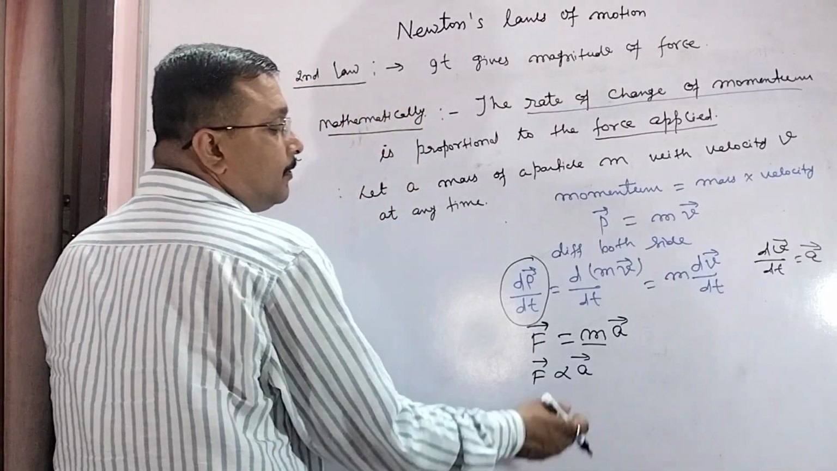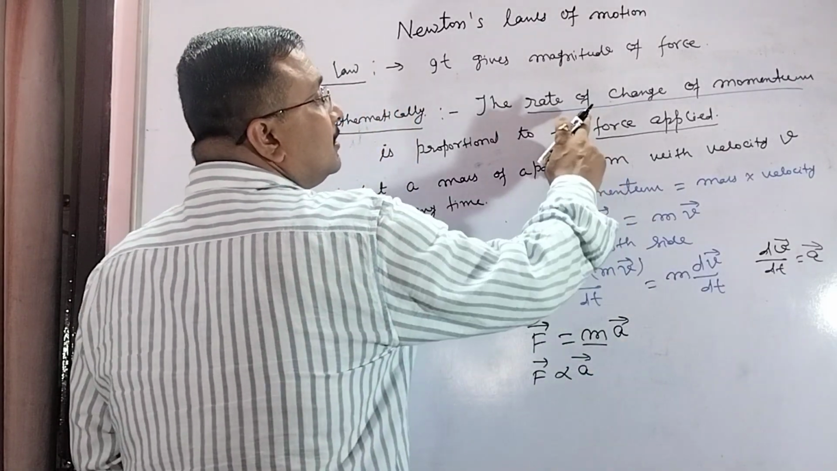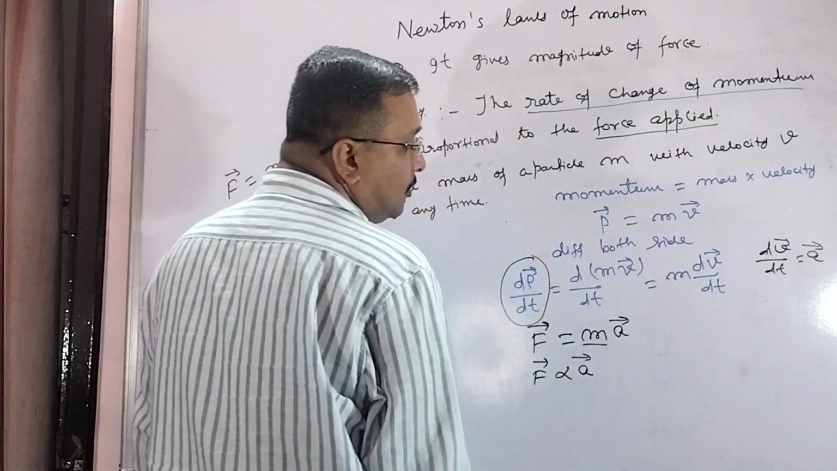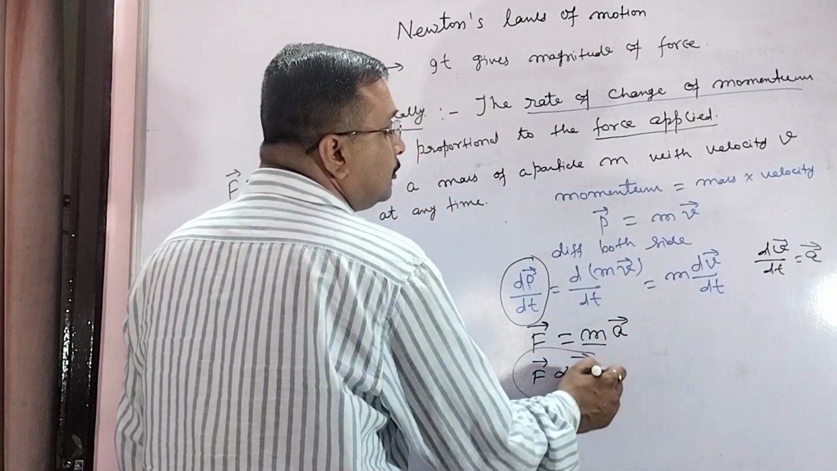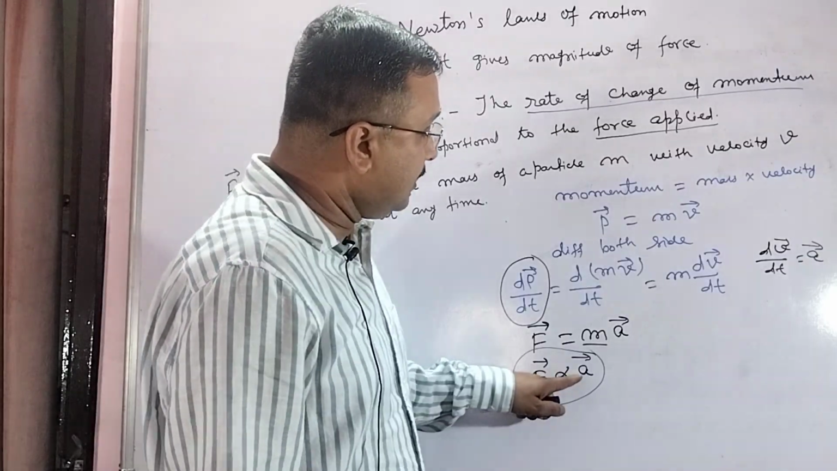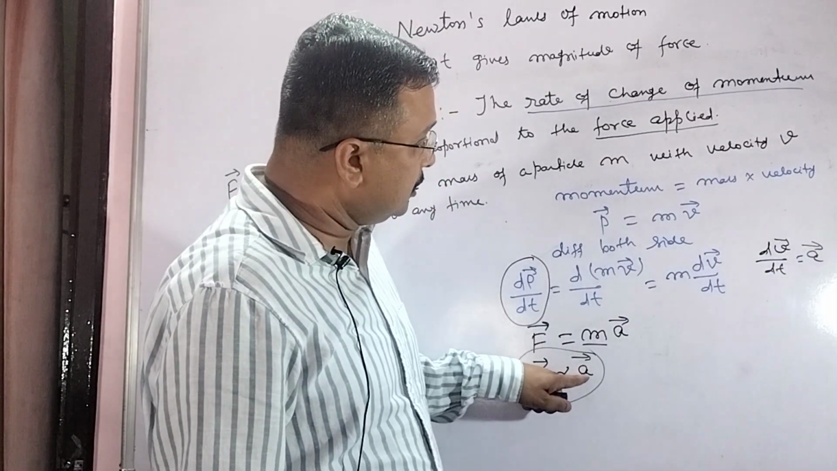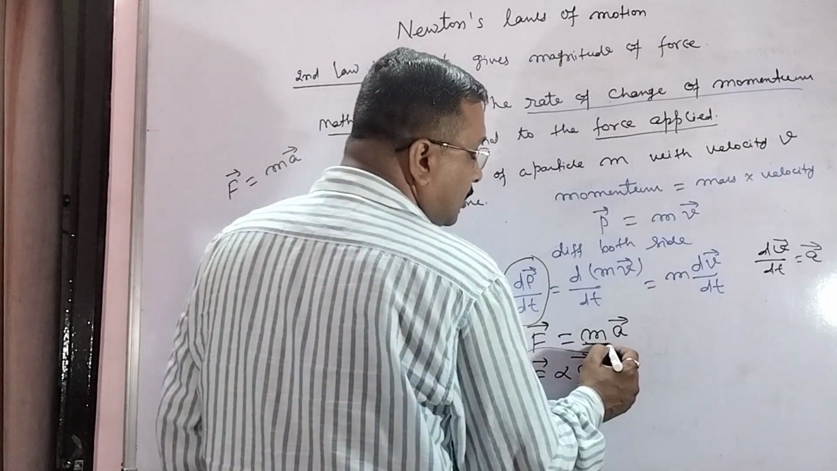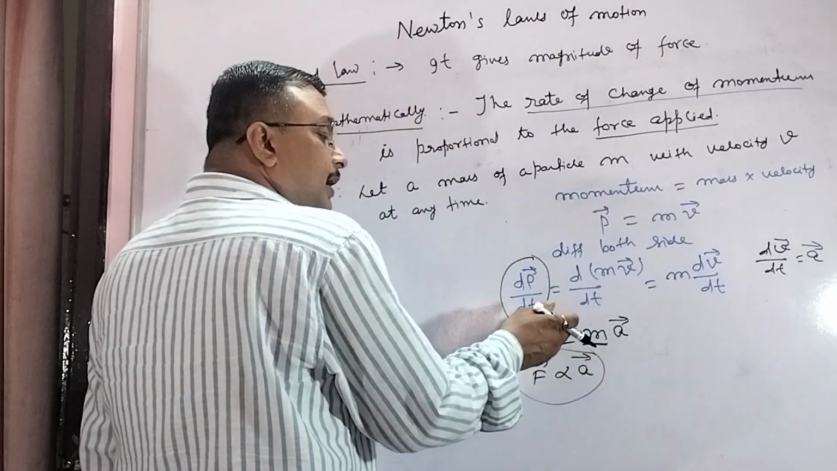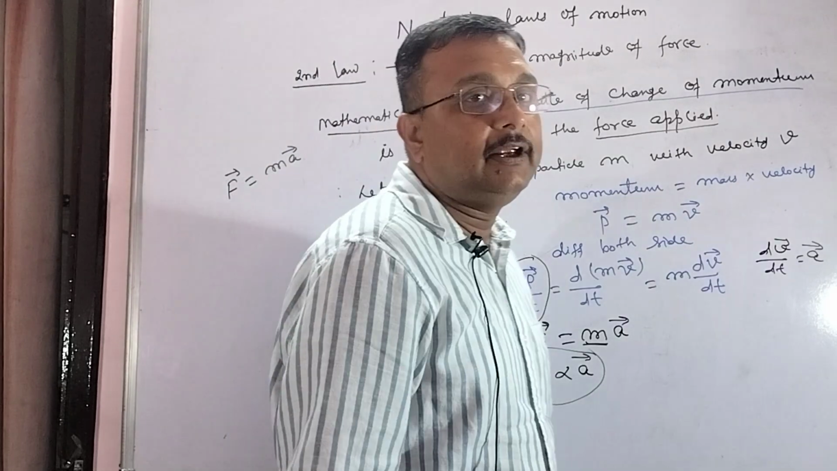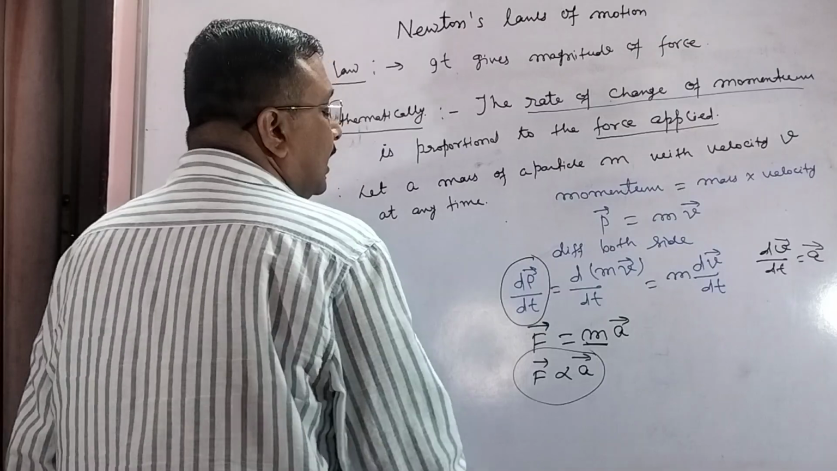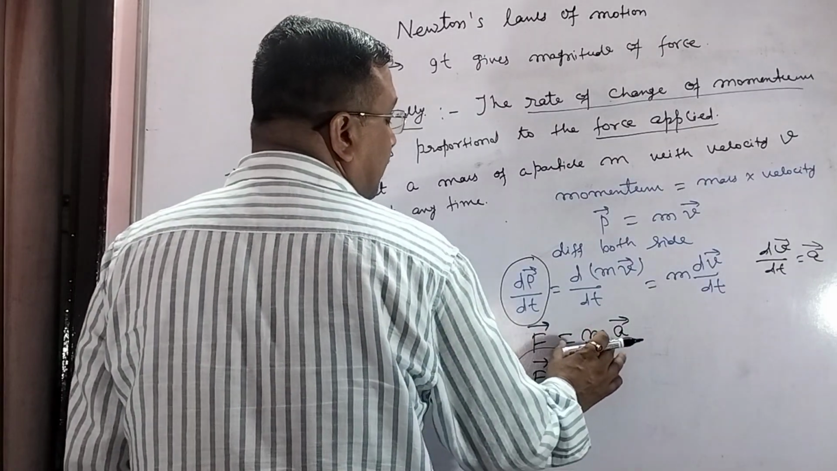Correct? So from here we can see that the rate of change of momentum will be proportional to force. Force is proportional to A, because M is constant here, so we can remove the sign of equality and change it into proportionality. So we can write F equals to MA.